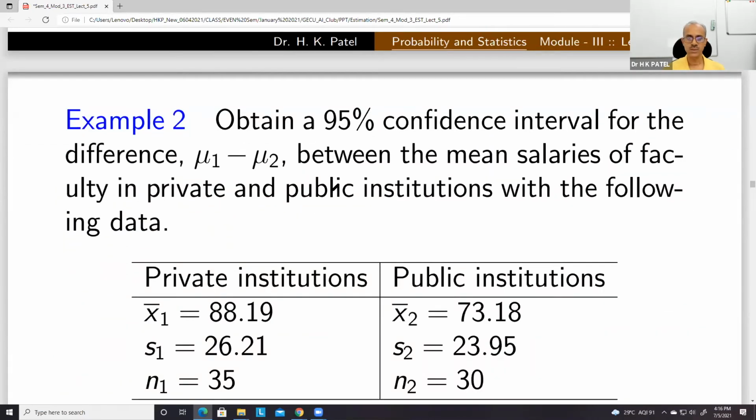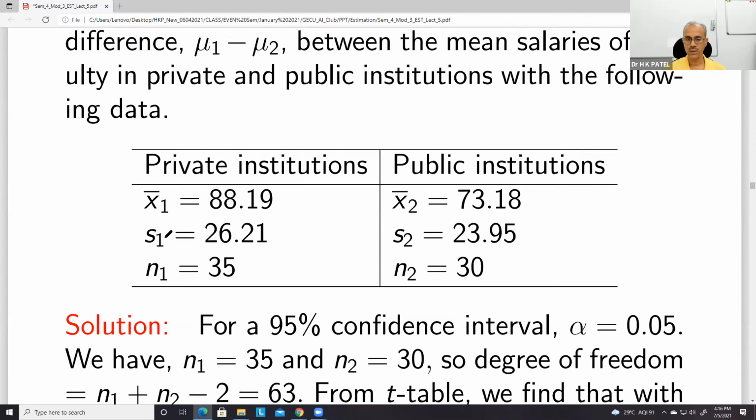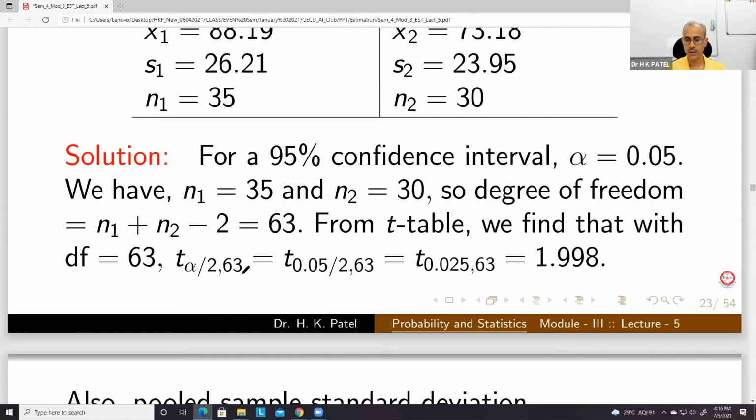So for example, in this case, almost all the things are given. Obtain a 95% confidence interval for the difference between the mean salaries of faculty in private and public institutions with the following data. Mean values are given, sample standard deviations are given, and the number of elements in the samples are also given. So everything is given here, nothing to do, just substitute the values in the formula, except you have to find this value T alpha by 2 with 63.